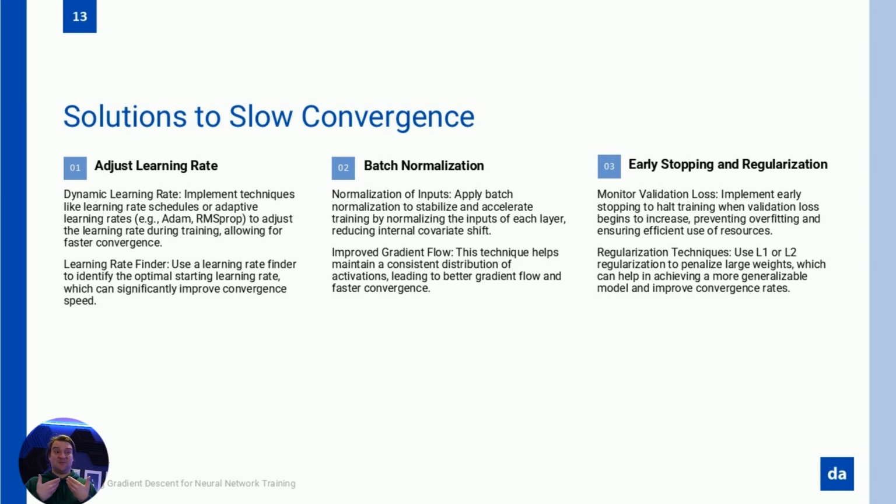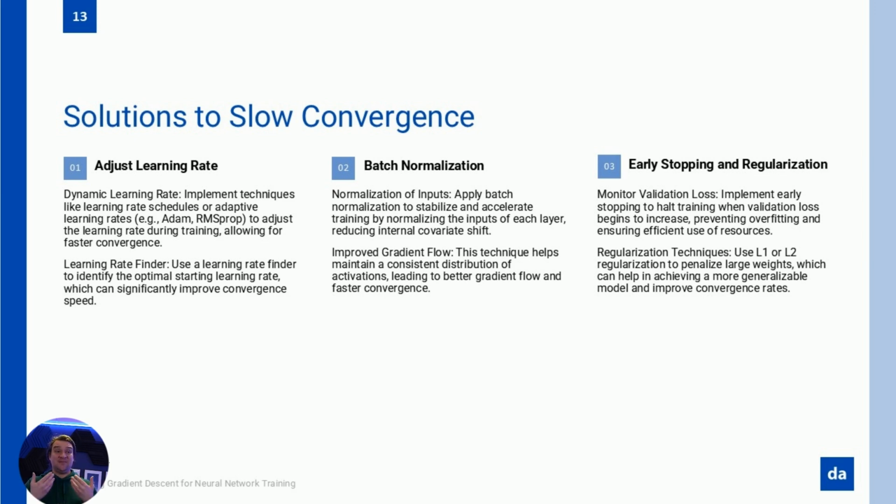The first and most impactful fix is adjusting the learning rate. Think of this as setting the perfect pace for a marathon, not too fast, not too slow, but just right. Dynamic learning rates. Techniques like ADAM and RMSprop are your best friends here. These optimizers adapt the learning rate on the fly, increasing it when progress slows and decreasing it when finer adjustments are needed.